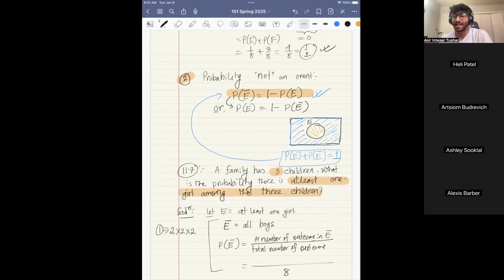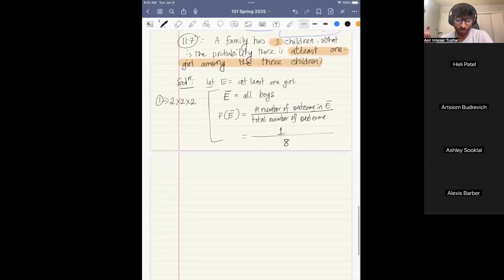Okay, and all of them being boys, that's just one outcome, if you think about it. All of them are boys, there are no girls there. That's just one outcome in the sample space. I'll still show you guys the sample space, okay? So on the top, it should be 1 over 8. So what we were trying to find, our goal, was the probability of E.